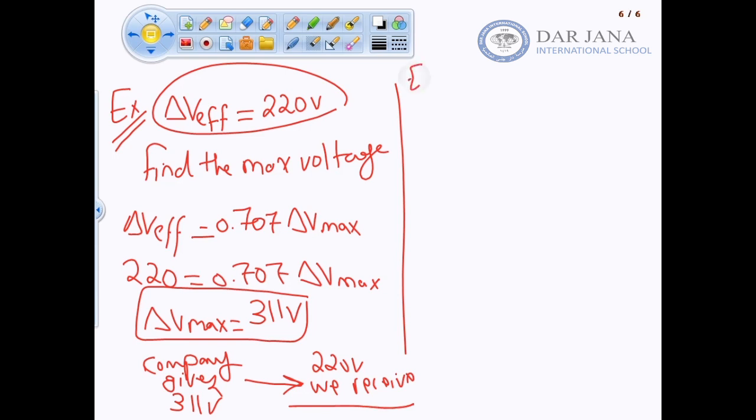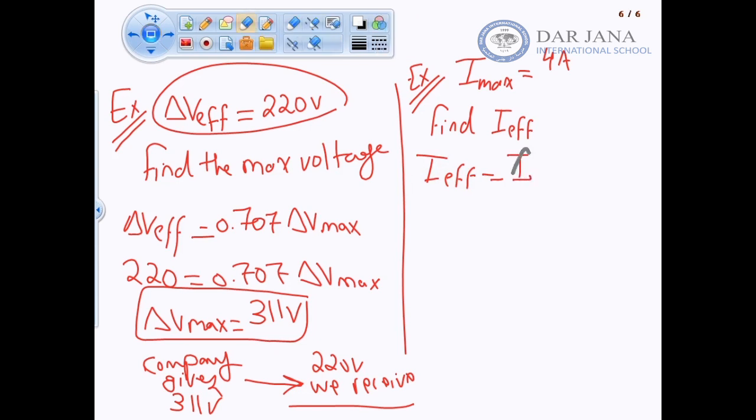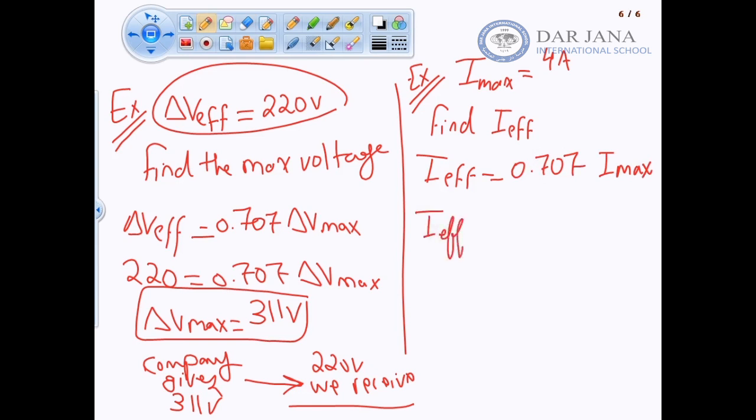Okay, another example concerning the current. Suppose the current I max is, let's say, 4 amps. Find the effective current. So we use the same formula. I effective equals 0.707 I max. This means that I effective equals 0.707 times 4. So the answer is going to be 2.82 amperes.